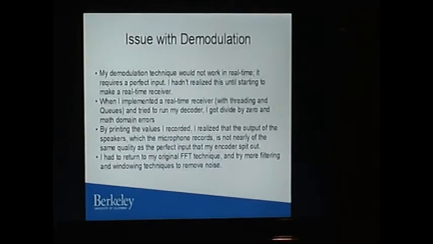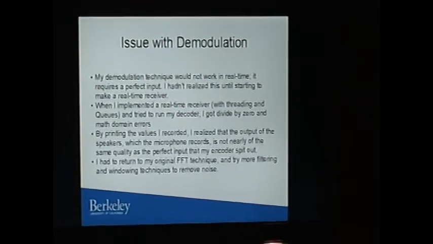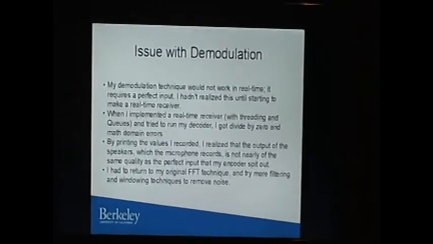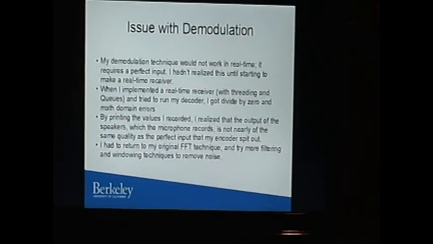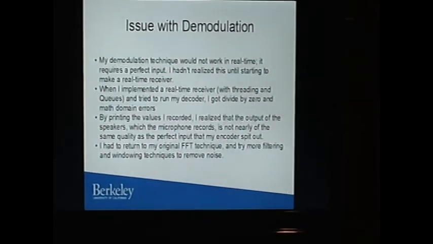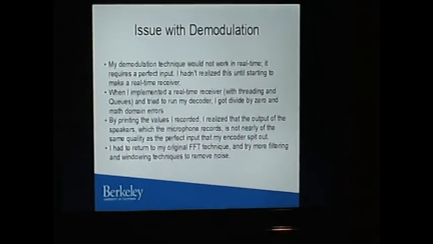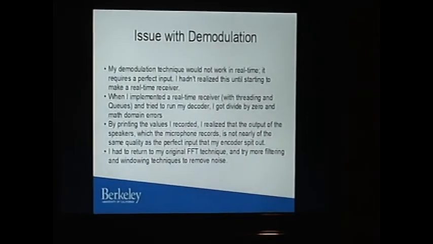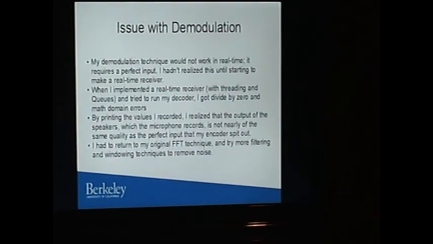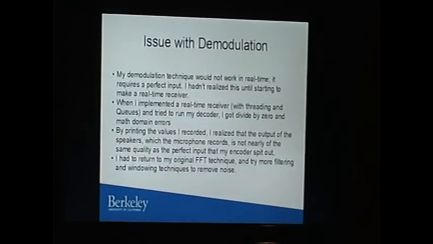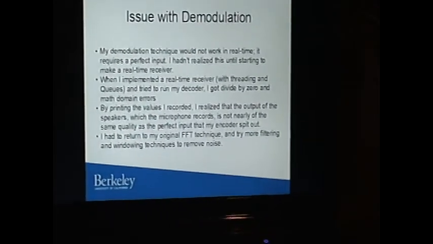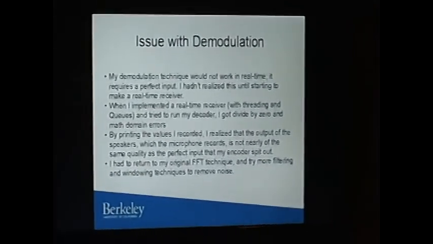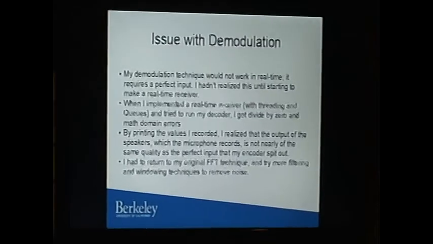Now, once I passed the output to the decoder, I started getting all kinds of errors, like divide by zero and math domain error. I realized that this is because my demodulation technique, which uses cosine inverse and things like that, couldn't accept the noisy input from the speakers, which first of all was at much lower volume. It would just take the values out of range for a cosine inverse. So I had to change back to the FFT technique and try to perfect that and remove noise, because that technique would be able to detect the frequency even with noise.